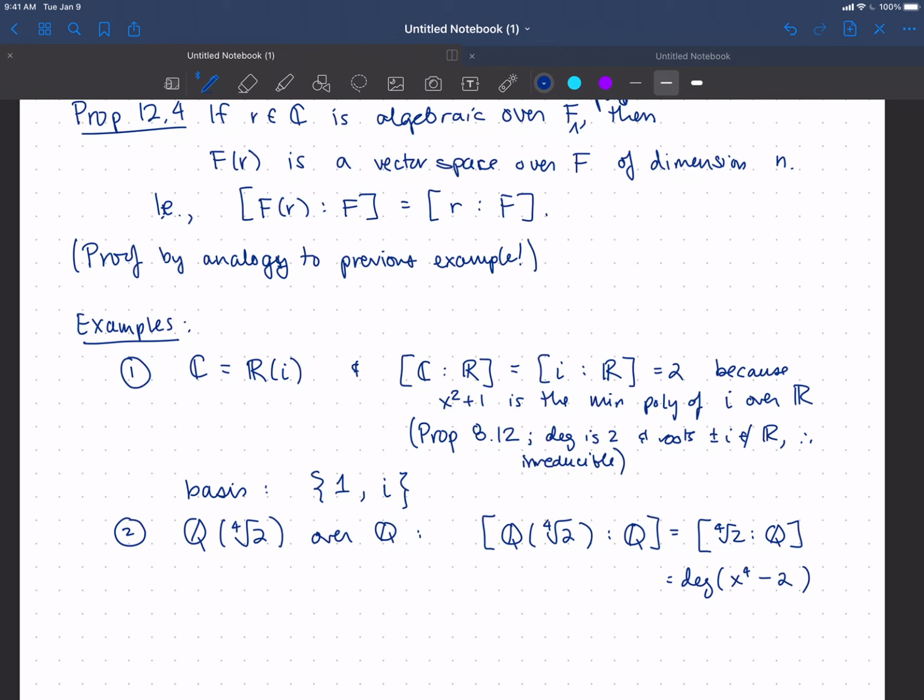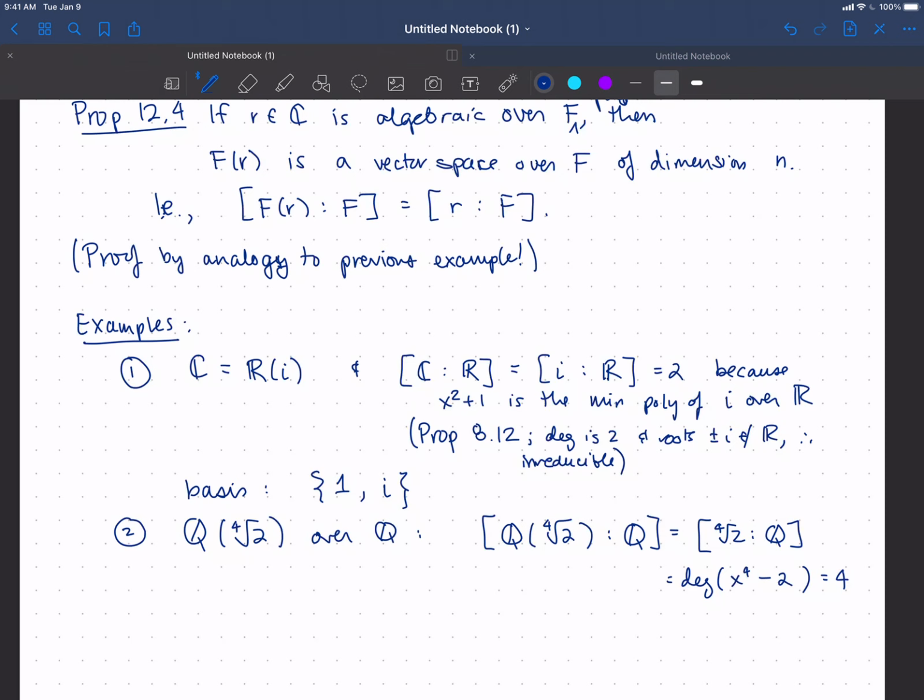Let me verbally walk through why this is irreducible via Eisenstein's irreducibility criterion. The leading coefficient is 1, so no prime that I pick will divide that. That's great. The prime I want to use is 2 because 2 divides the remaining coefficients, including the constant, and 2 squared does not divide the constant. So that means that this is my minimum polynomial. It's monic, it's irreducible, and its degree is 4. So that tells me that I've got a 4-dimensional vector space when I take the smallest subfield containing the rationals and the 4th root of 2 contained within the complex numbers.